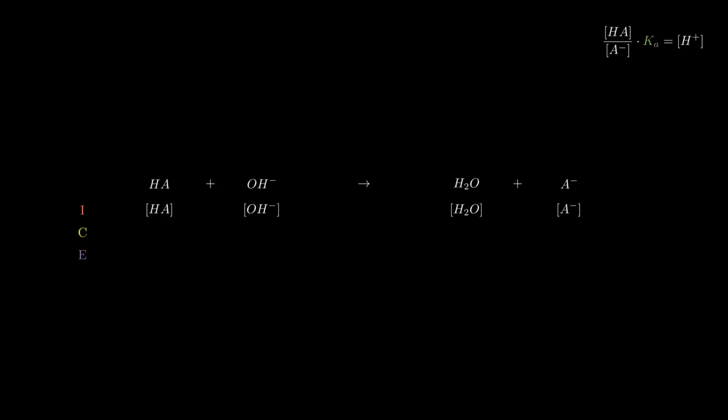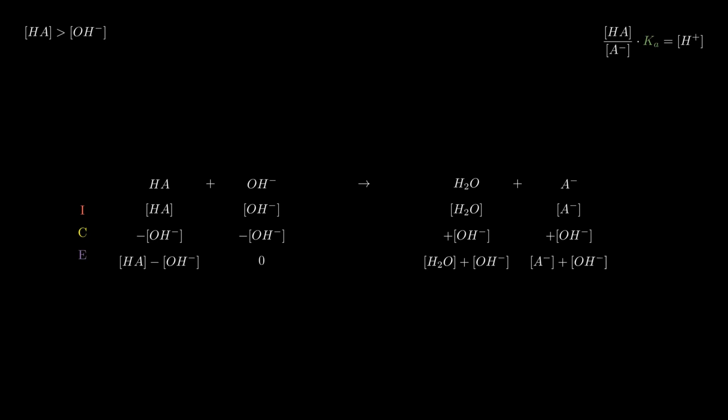Before we continue to the change portion of this icebox, I should make it clear that the concentration of HA in this solution is greater than the concentration of hydroxide, with hydroxide acting as the limiting reactant. If we do the stoichiometry, both reactants will decrease by the concentration of hydroxide, and both products will increase with the concentration of hydroxide. By completing the icebox, you will notice that HA has reduced by the concentration of hydroxide, and the conjugate base has increased by the concentration of hydroxide. These are the two species we care about, so the rest can be largely ignored for now.